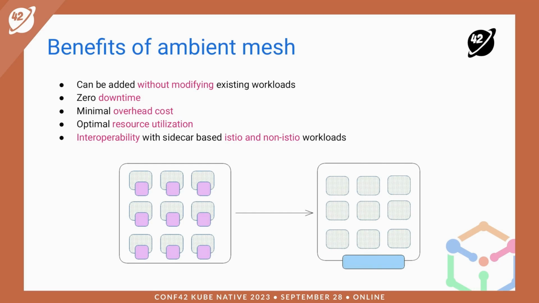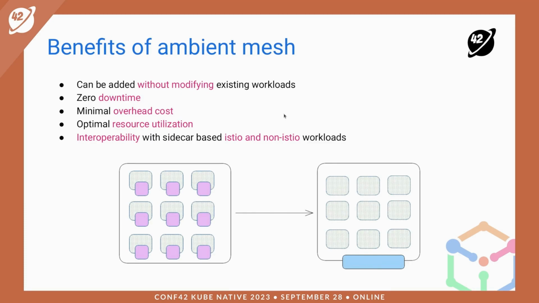There is zero downtime. You don't have to wait for any sidecar to be injected and running so that you can say that, hey, my service mesh is up and running. It is very minimal in terms of cost because you're not deploying sidecars for every particular workload. So that makes it really cheap, both from the cost perspective and the resource utilization perspective. It is interoperable with all the sidecar-based Istio, even non-Istio workloads. So this is kind of like the best solution of Istio you could ever imagine.